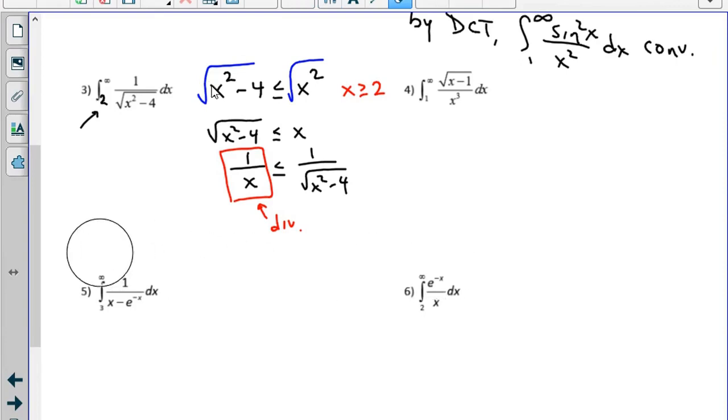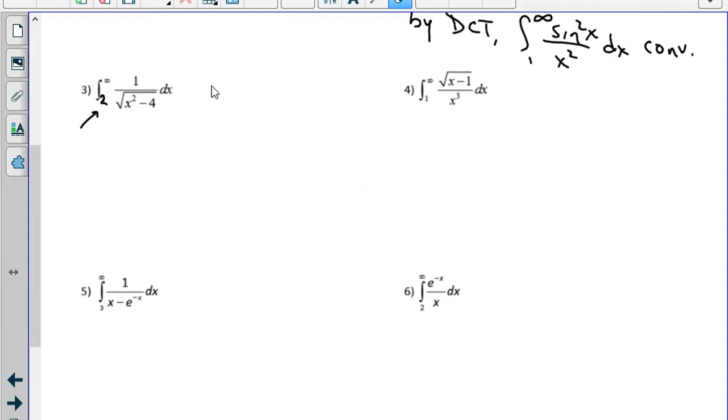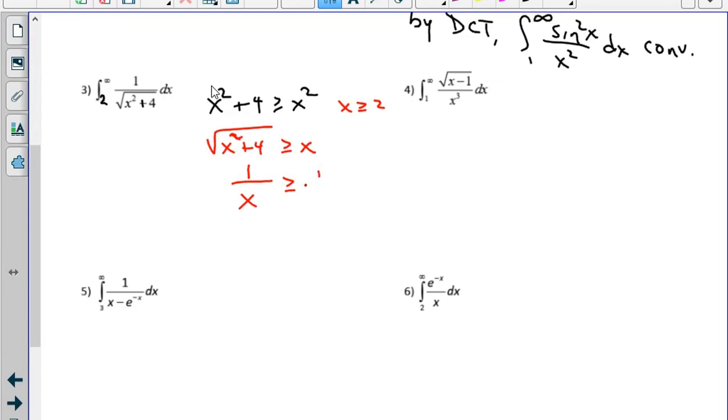So that's true. I'm going to erase this, and then we're going to talk about a different case. If I change this problem to be root x squared plus 4, exact same problem, except I have a plus sign. X squared plus 4 is always greater than or equal to x squared for all values of x, but especially x greater than or equal to 2, which is what we care about in this problem. So when I take a square root of both sides, root x squared plus 4 is greater than or equal to x. And then I divide through and I get 1 over x is greater than or equal to 1 over root x squared plus 4.